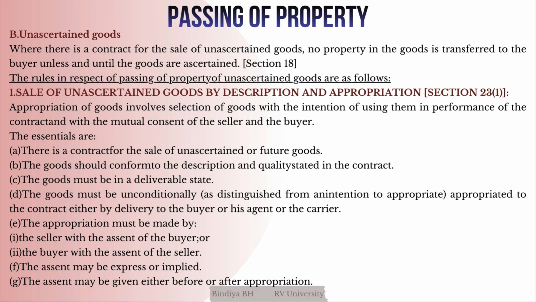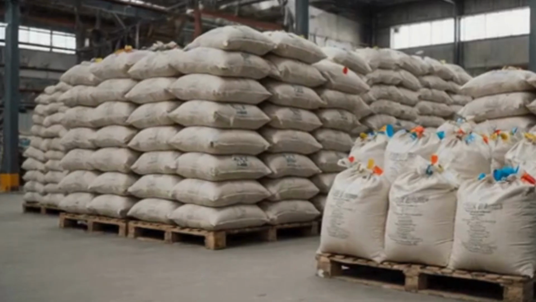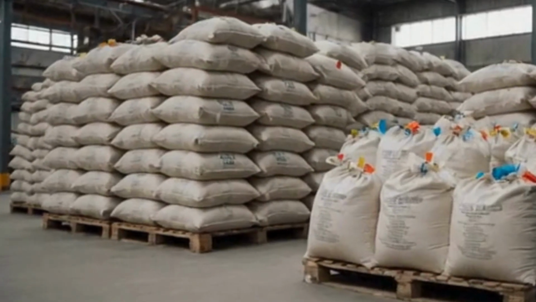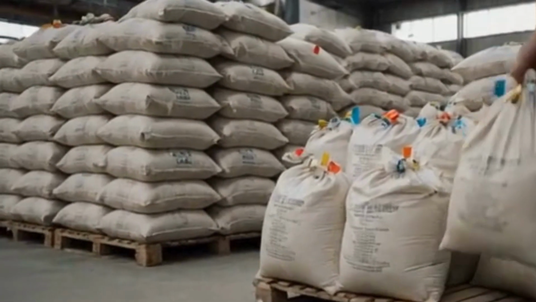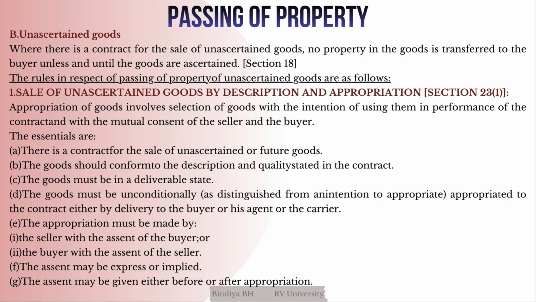Now, this is logical because you cannot become the owner of some goods from a big lot unless they are clearly identified. For example, A agrees to sell 10 bags of rice out of 100 bags. Now, the ownership passes only when those 10 specific bags are separated from the lot of 100 bags. And that means you have identified the 10 bags. So, if there is no identification, there will be no ownership.